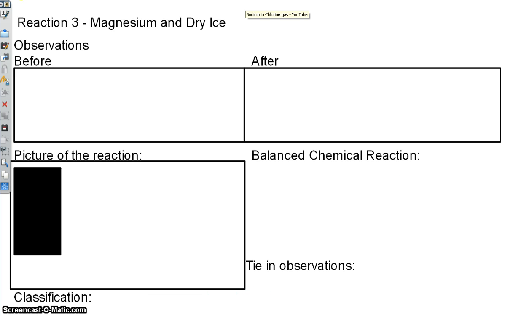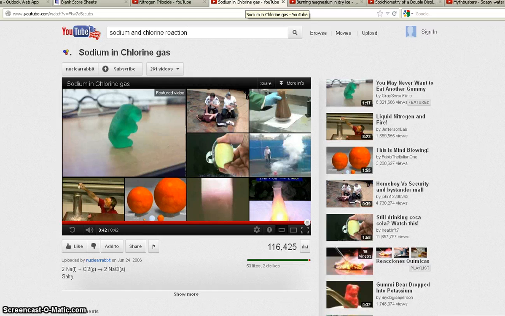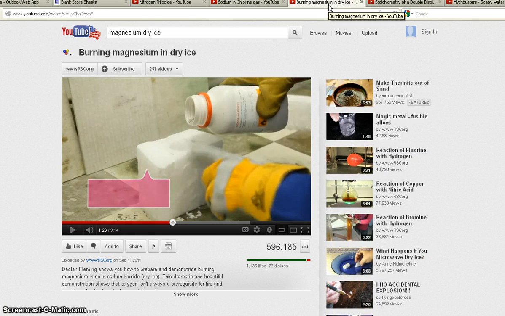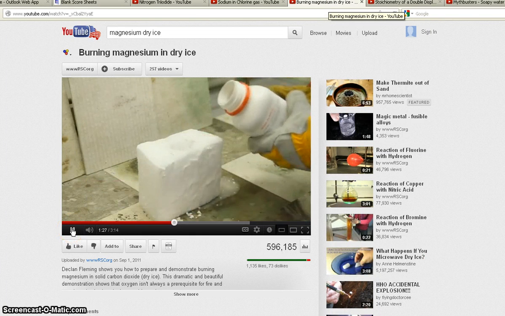On to the next one. Trying to move right along here. The next reaction, see all sorts of interesting ones: burning magnesium and dry ice. So you can see that he's putting in magnesium metal.